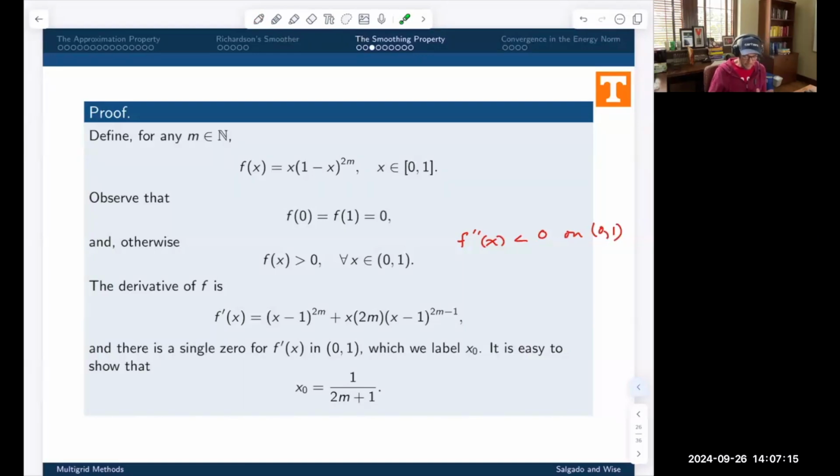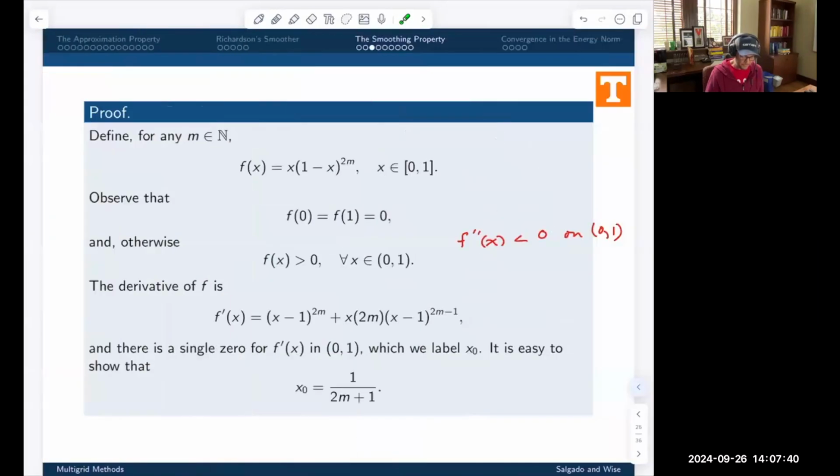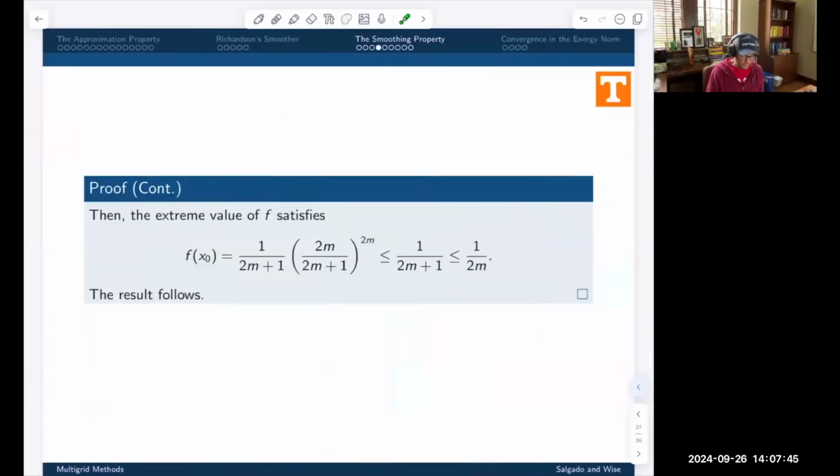So now if all those things hold, then we can simply take the derivative and set that equal to 0. If you do that, you come up with an extremal point x0 equals 1 over 2m plus 1. To find the extremal value of f, all we have to do is plug that number back into the function. So let's plug this into f, and we know that the extreme value is equal to this complicated number.